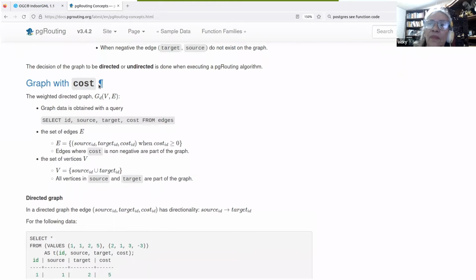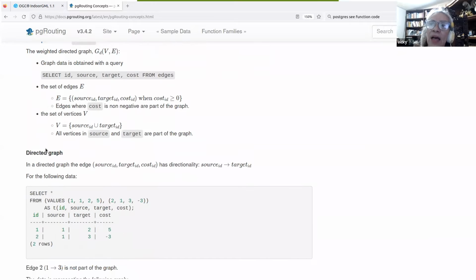So, graph with costs, without the reverse cost column. Here, it's kind of the mathematical definition. The edges are from source to target when the cost is positive. And if the cost is negative, the edge does not exist, okay? And the vertices are going to be the set of the vertices identifiers on the source and target columns, okay?